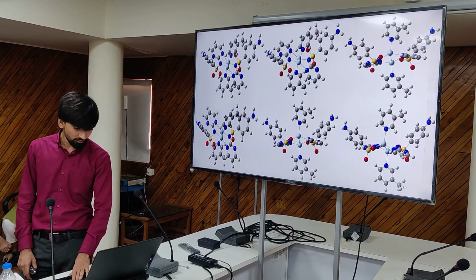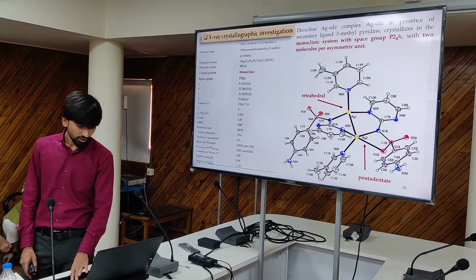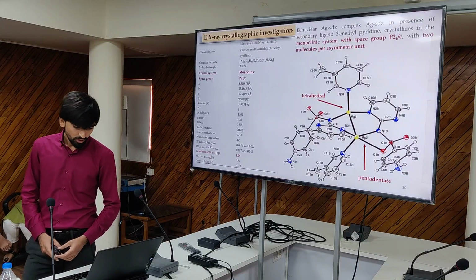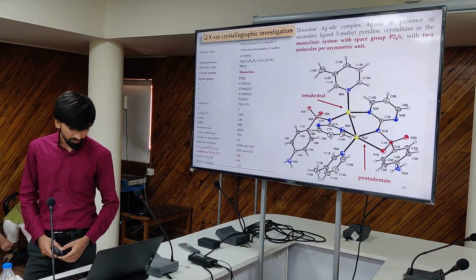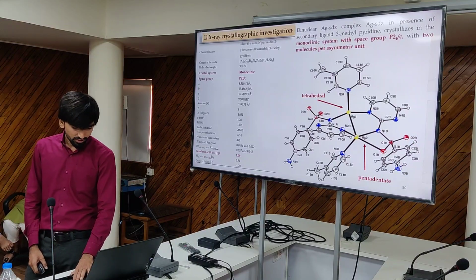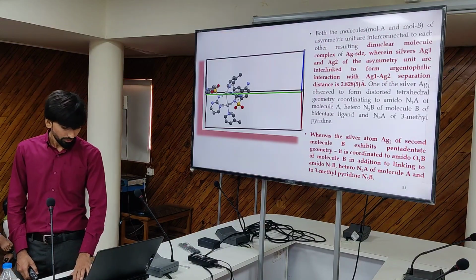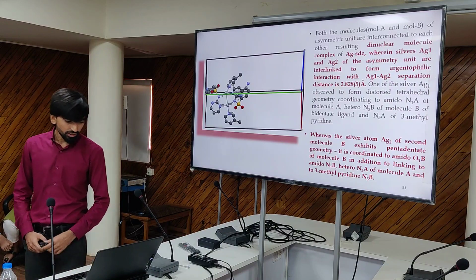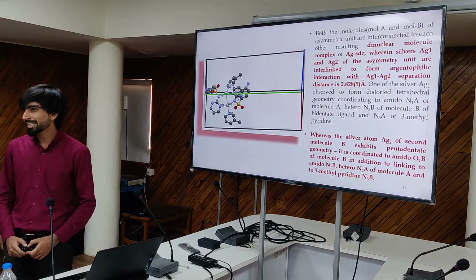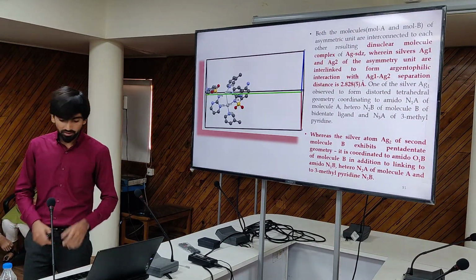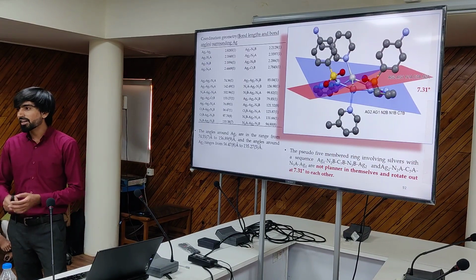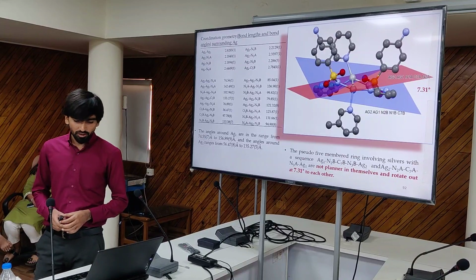There are a few theoretical vibrations. X-ray crystallographic analysis suggests that it crystallizes in the monoclinic crystal system with the P2-1/c space group. Here, one silver atom has a penta-coordinate geometry, and the second one has a tetra-coordinate geometry. The very interesting thing is that in the previous chapter there was one molecule per asymmetric unit. In this case, two molecules take part in the asymmetric unit. The dihedral angle between the amido group and the diazine moiety is around 7.